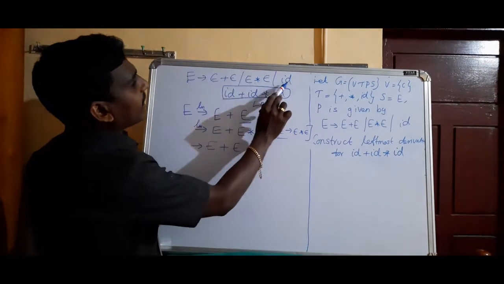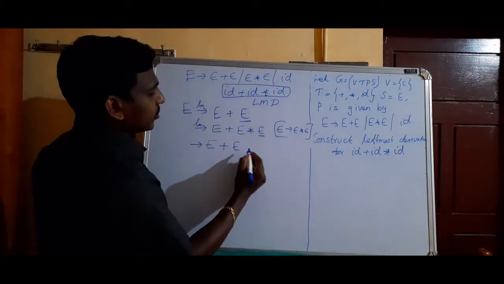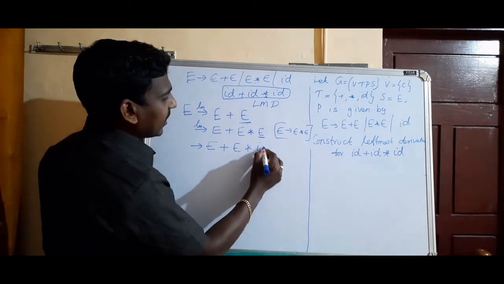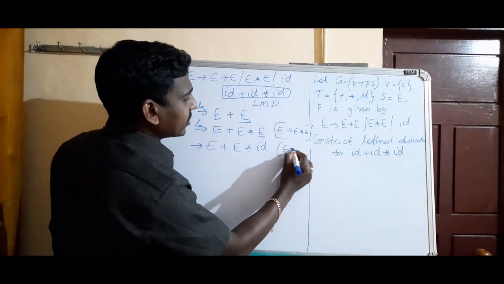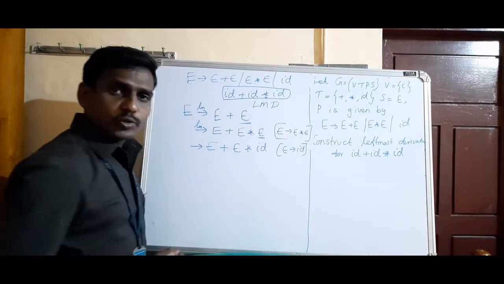E plus E, star E, or ID. This production I can use. E tends to ID. So in the star place I am going to use ID. So E tends to ID. Clear? E tends to ID.